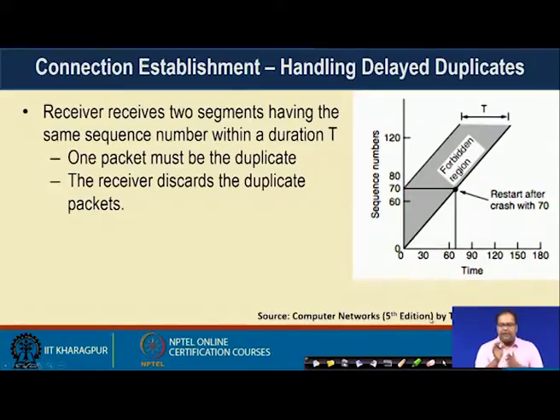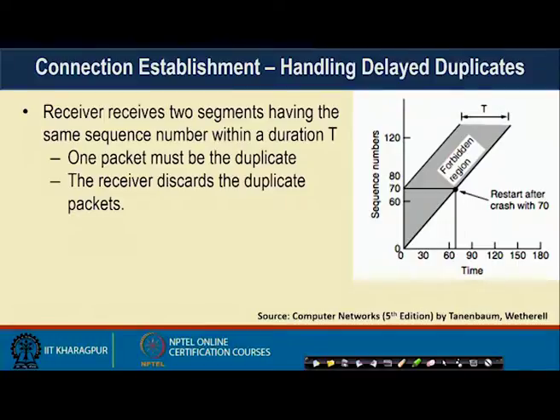Now, let us see how you can handle the delayed duplicates during the connection establishment by mitigating these two problems. If we ensure this, then when a receiver receives two segments having the same sequence number within a time duration t, the receiver knows that one packet must be the duplicate.